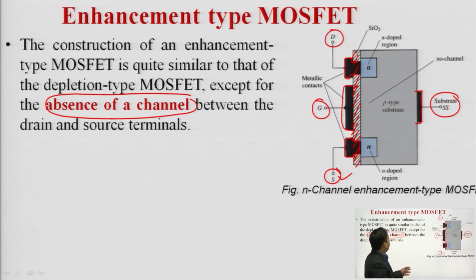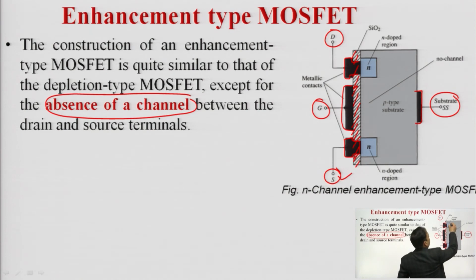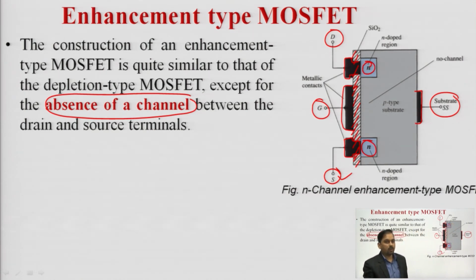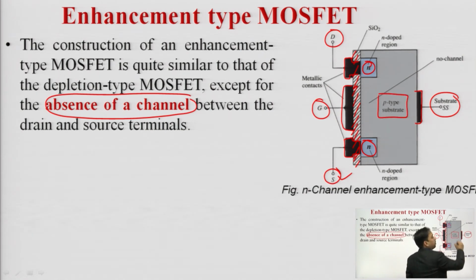So here we can clearly see that for an n channel enhancement type MOSFET, the drain and source are of n type, whereas the substrate is of p type, and here we can clearly see that there is no channel.